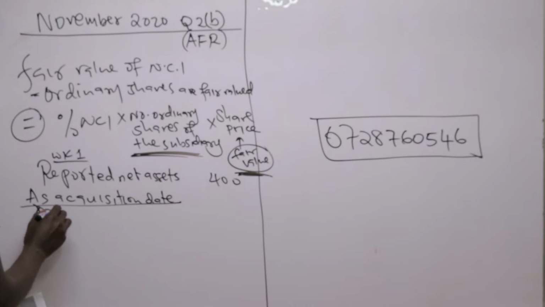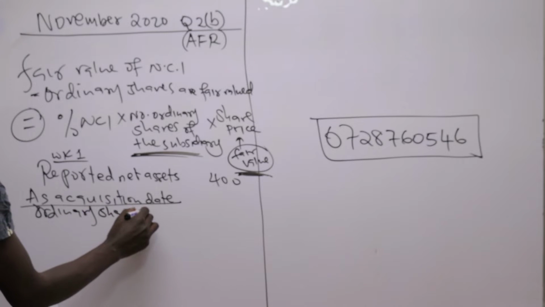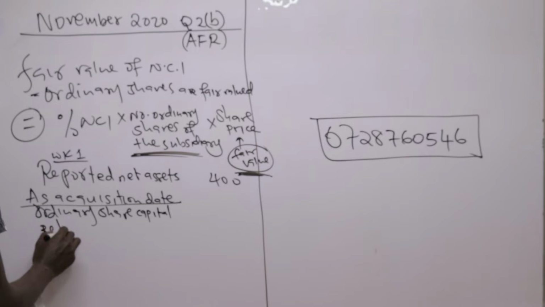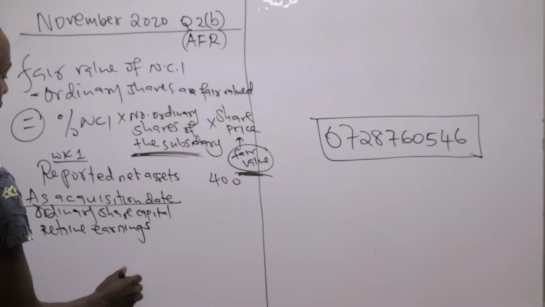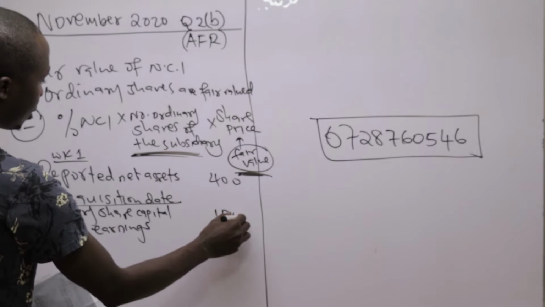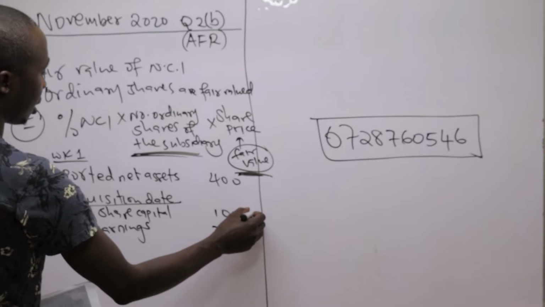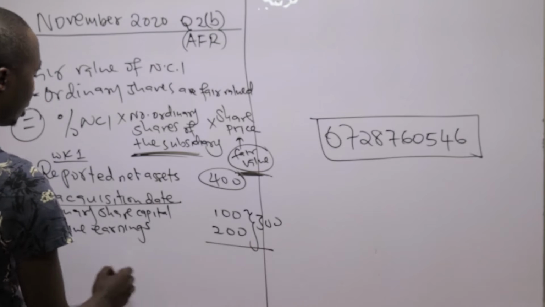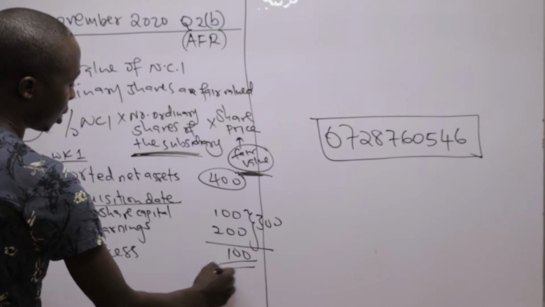The one at acquisition date, we have ordinary share capital, and what? Retained earnings. So ordinary share capital is 100 and retained earnings is 200. So 100 and 200. You can see this one is giving us 300. So this is 300 and the reported one was 400, meaning that the excess is the 100 they talked about there.